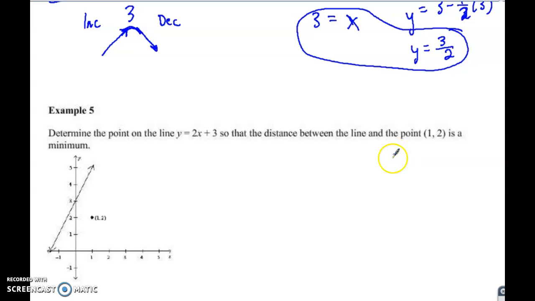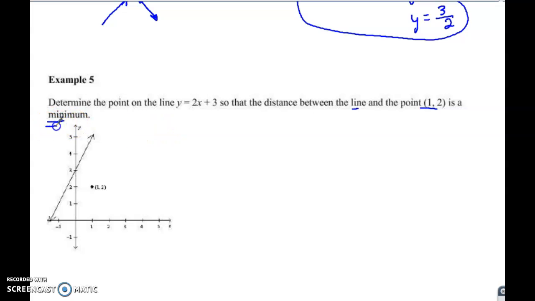Determine the point on the line y equals 2x plus 3, that the distance between the line and this point is a minimum. So we're minimizing. That's your clue that it is an optimization problem. Now, what equation should we use? Well, a little bit trickier here. Well, it's a distance problem.